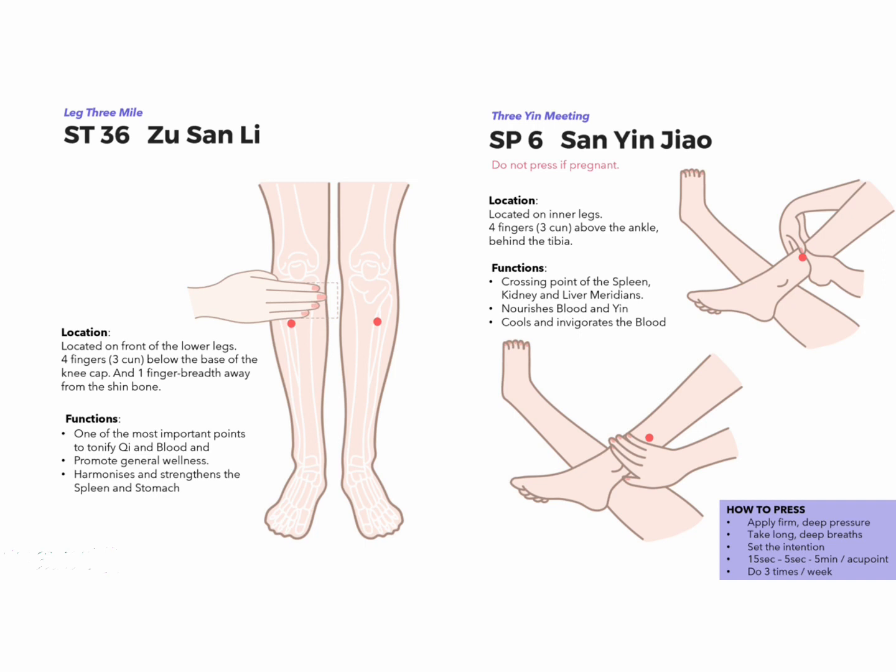For the earth element, stomach 36, Zu San Li, and spleen 6, San Yin Jiao, are two commonly used acupoints. When pressing the points, remember to apply firm and deep pressure. Take long and deep breaths while pressing. Set the intention and focus your energy on the point that you are pressing.